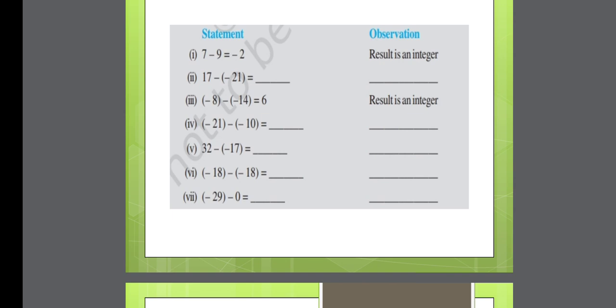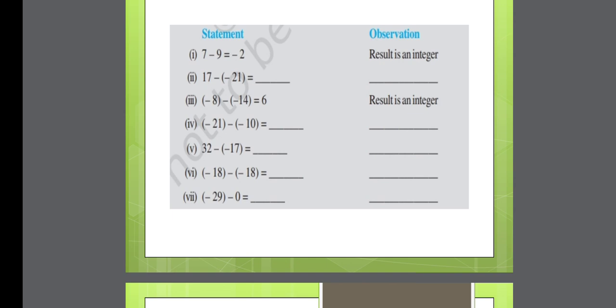Number 5, 32 minus minus 17, which is 32 plus 17, which is 49, which is again an integer. Number 6, minus 18 minus minus 18, which is minus 18 plus 18 equal to 0, which is again an integer. Seventh one, minus 29 minus 0 is equal to minus 29, which is again an integer.